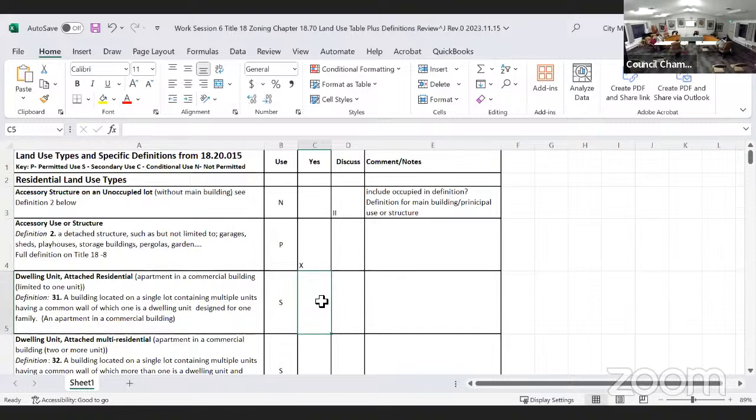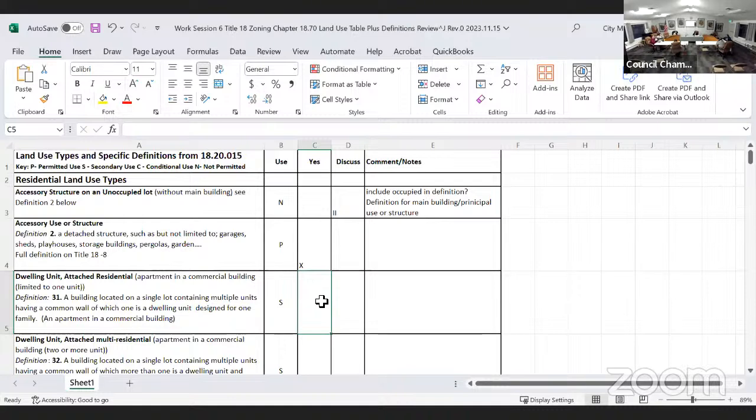Okay, moving to dwelling units. So attached residential, this is in here specifically because of the commercial business district. It's an apartment in a commercial building limited to 1 unit. Currently, that's considered a secondary use because the primary use is the business portion of the building. Secondary being the portion that is the dwelling unit that's lived in. So it is labeled as S, secondary.